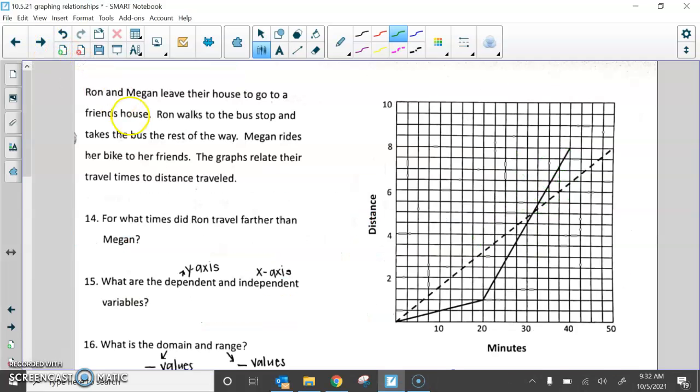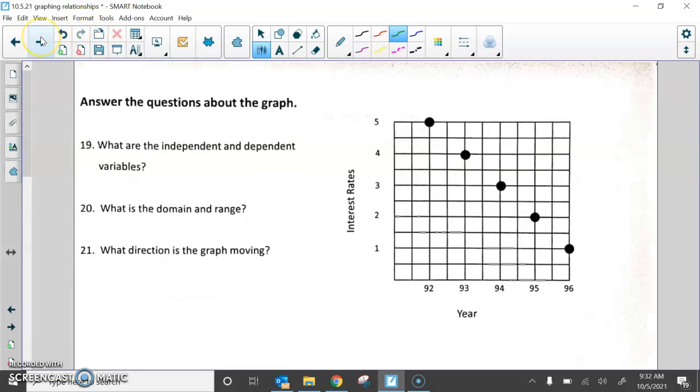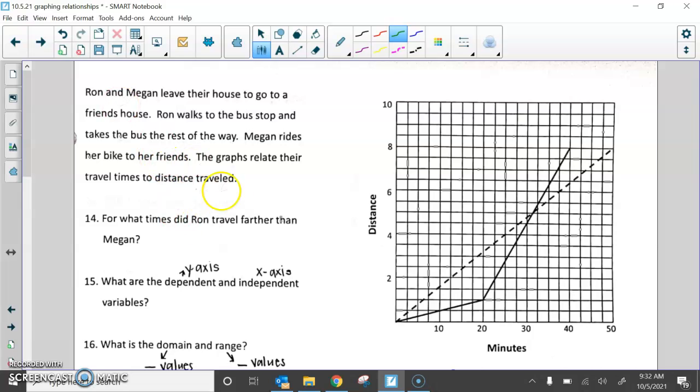Okay, you can find the rest of the answers for your second page and for your third page on Canvas. Just go find the answer key and read the questions and finish filling it out with my answer.